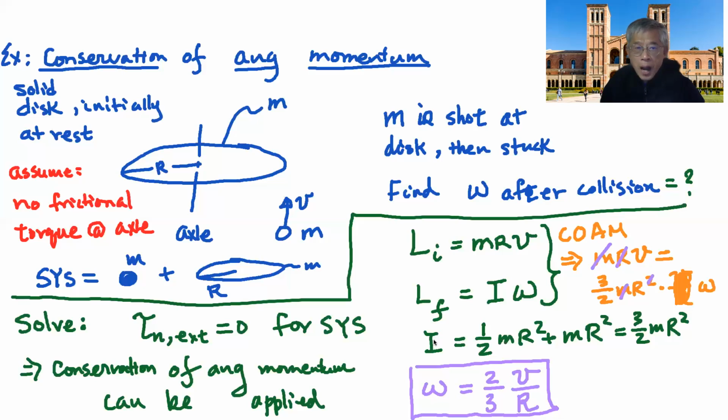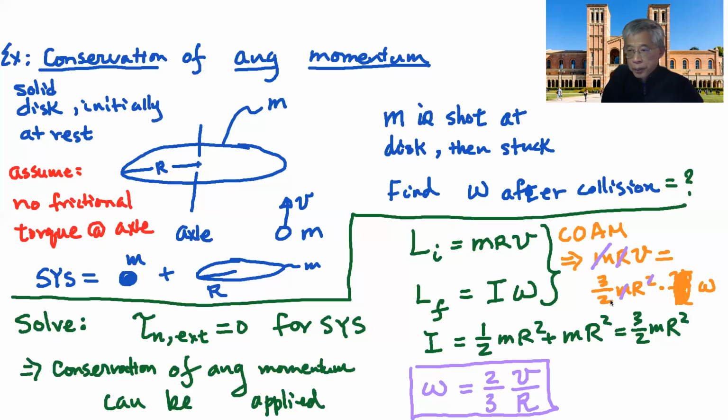This combined I is from the solid disk and also the point mass on the disk. The solid disk is 1/2 mr squared, and the point mass on the disk is mr squared, so together it is 3/2 mr squared. We plug this into I and equate the two. So mrv, which is Li, is equal to I, which is 3/2 mr squared, times omega, which is what we're trying to find, after the collision.